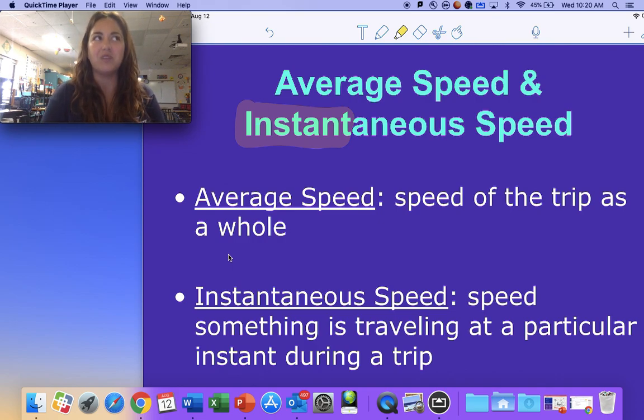Or maybe you're really unfortunate and you hit dead stop traffic, and so your instantaneous speed is actually 0 at a couple points in time. So instantaneous is just speed at a certain moment, a point in time over a whole trip, versus the average, which will take into account all of those 30 mile per hour stretches and 0 mile per hour stops and all of those things.